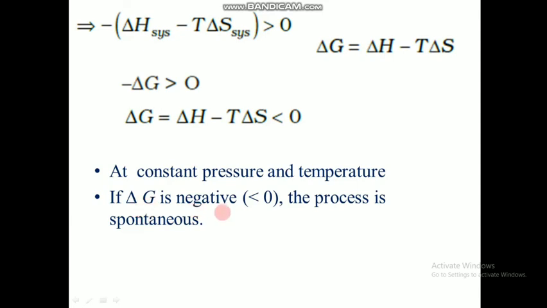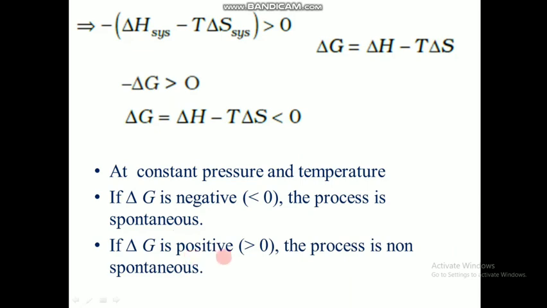So if free energy is negative, then the process is spontaneous, and if free energy is positive, then the process is non-spontaneous. This is just opposite of entropy, which we discussed yesterday. Entropy, we told, if entropy is positive, the process is spontaneous, and if entropy is negative, we told the process is non-spontaneous. So just opposite of entropy, we have the free energy. So you can compare this and study.